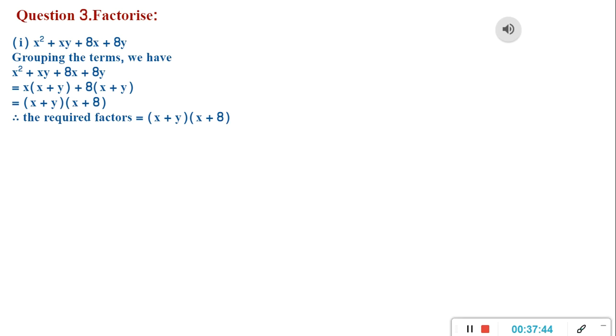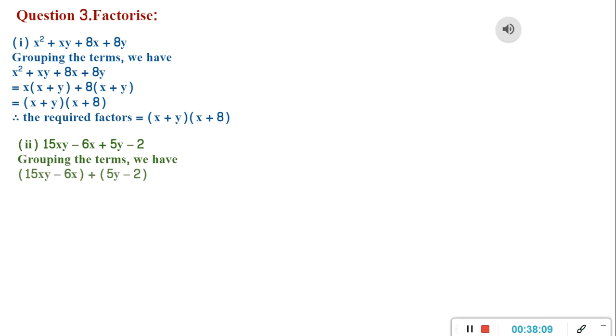Clear? Same way, question number 2: 15xy minus 6x plus 5y minus 2. This question we already did as an example. Remember? But here we are doing it another way. There we regrouped 15xy and 5y together, but here we are regrouping whatever is given. 15xy and minus 6x we keep in one group, and 5y minus 2 in another. So by regrouping we get 15xy minus 6x plus 5y minus 2.